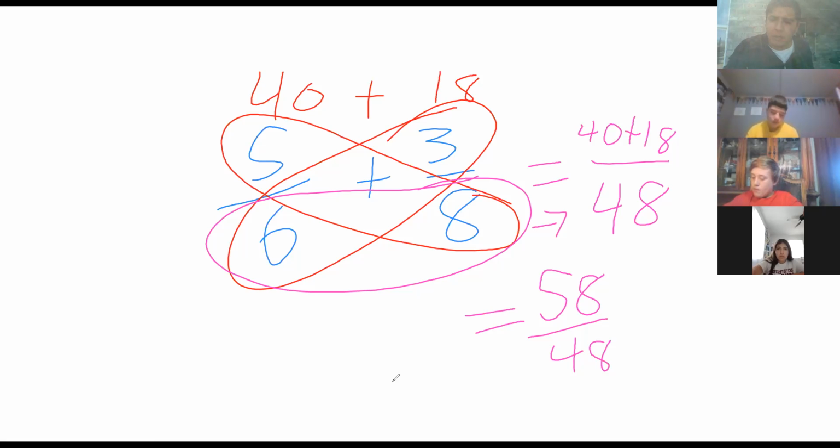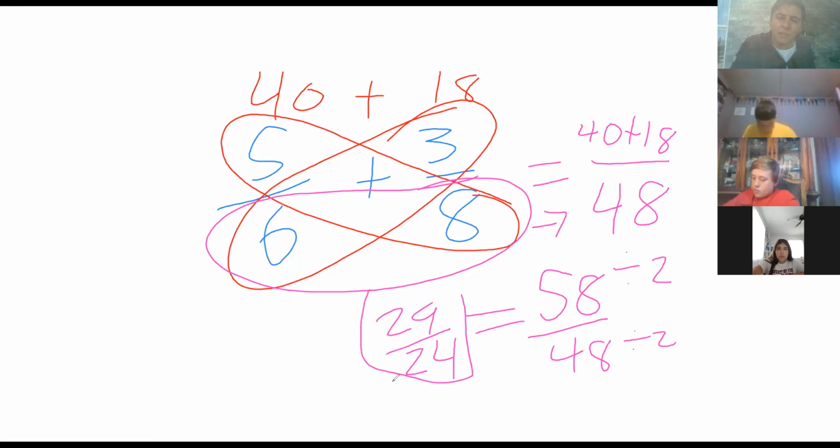And we can actually reduce this by 2. So 58 divided by 2 gives us 29, and 48 divided by 2 is 24. So the answer is 29 over 24. That's easy. Makes a lot of sense.